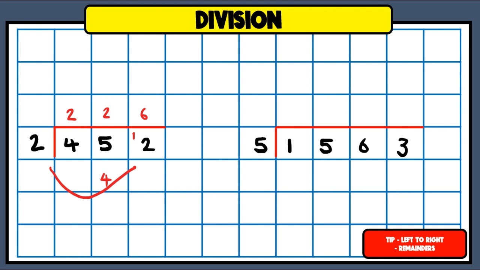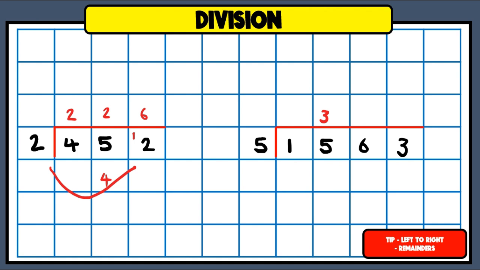Okay, let's do the same method for the next one. How many times does 5 go into 1? It doesn't, because 1 is smaller than 5. So what do I do now? I have to now merge my next number. So I've got a 10, haven't I? I've got 15 now. So let's have a look at that. How many times does 5 go into 15? It goes in 3 times. So I put my number just above that.